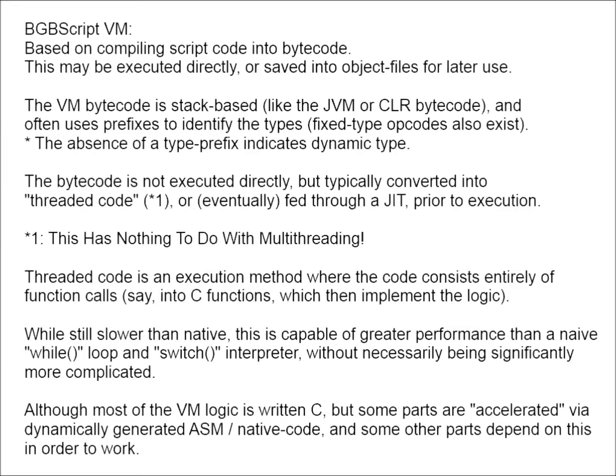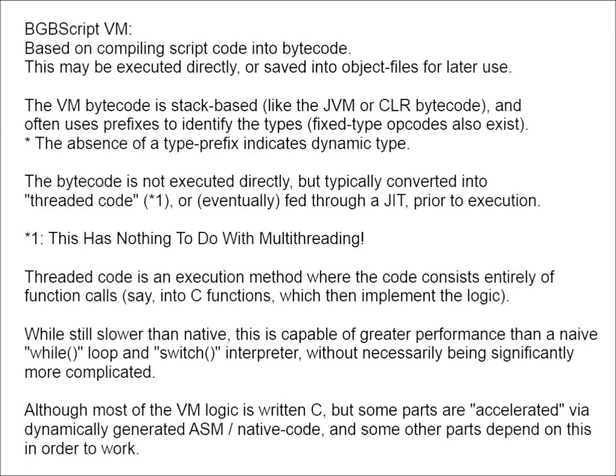BGB script VM. It is based on compiling script code into bytecode. This may be executed directly or saved into object files for later use. The VM bytecode is stack-based, like the Java VM or CLR bytecode. It often uses prefixes to identify types, but fixed type opcodes also exist. The absence of a type prefix indicates dynamic type.